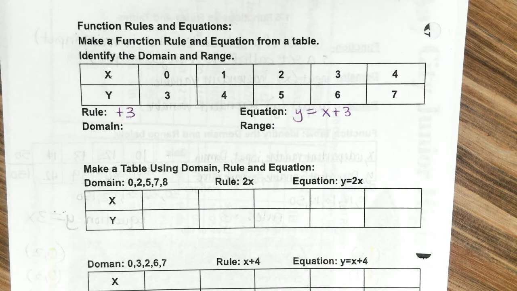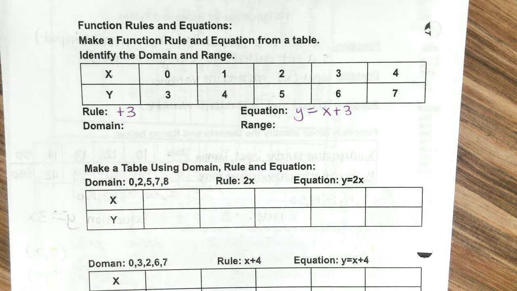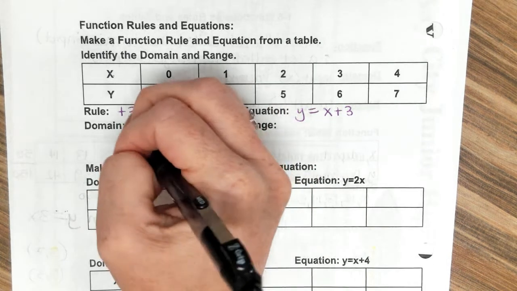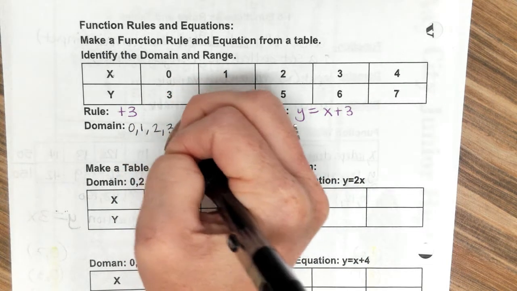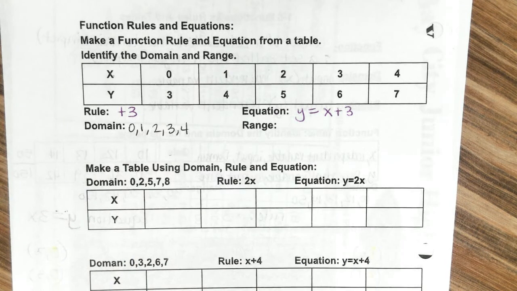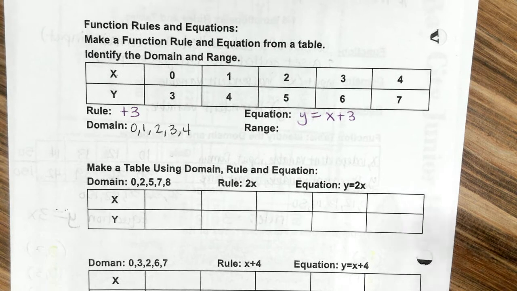Easy? All right, go list the domain of this table. What's the domain? The x's. So you're only just listing the x's. Go list the range of this table. So what am I listing now? The y's.